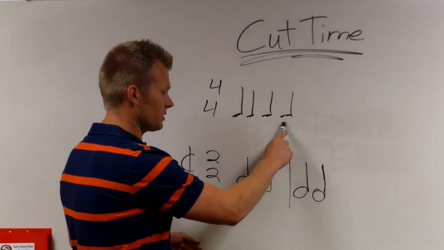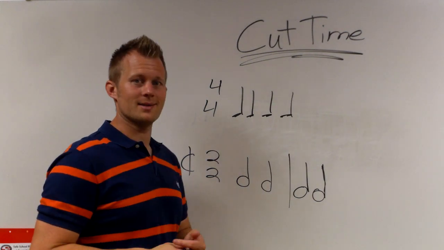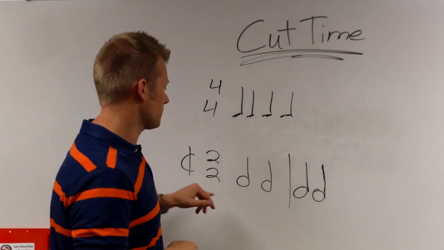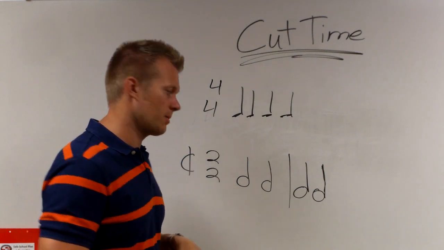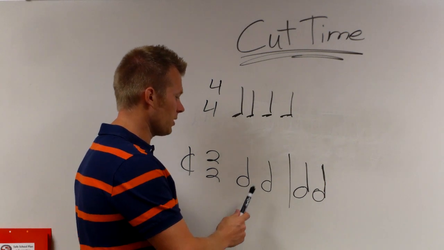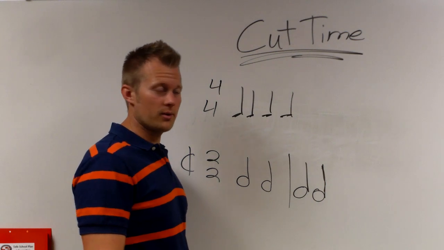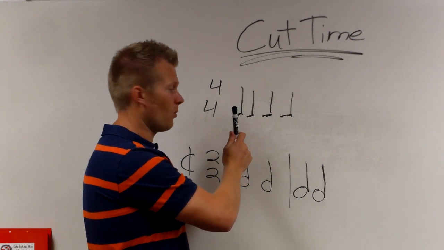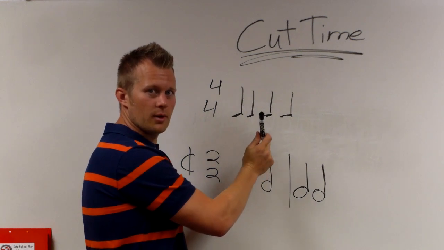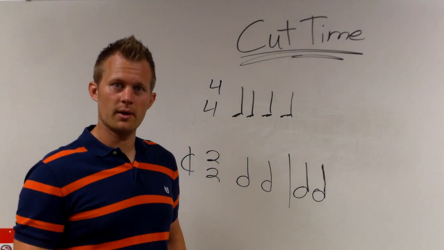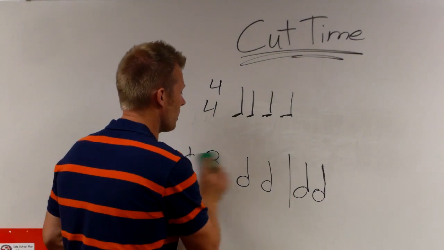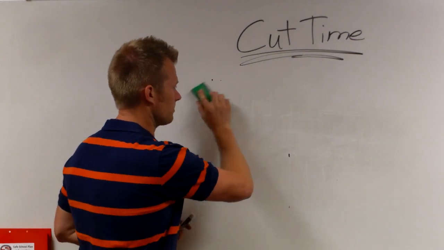So this measure and this measure are actually counted exactly the same. This one is in cut time, that one is in 4/4 time. So for half notes, it would be 1, 2, 1, 2. That's how we would count our way through that. In 4/4 time, 1, 2, 3, 4. So you see the connection there. Half notes are being treated the same way that quarter notes are being treated.